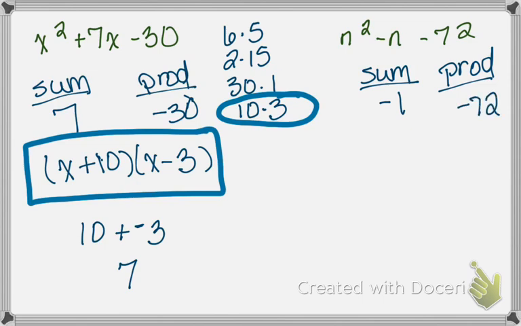Did you also do FOIL to check the final product? You can check the final product with FOIL. What I do is I often start writing factors of 72.